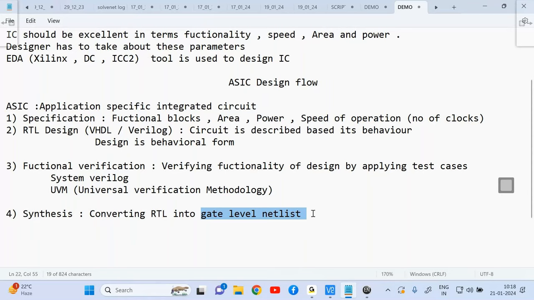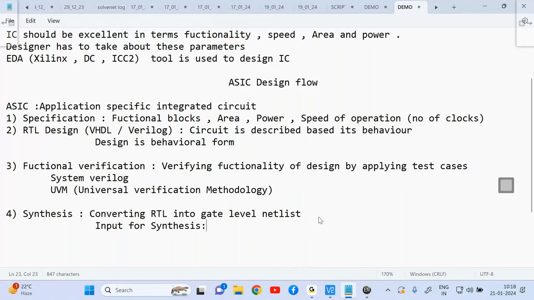So we use files called library files or Liberty files. In the Liberty file, I have standard cell information. By using those standard cells, we convert RTL into a gate level netlist. Right. So what are the inputs for synthesis? If you want to perform synthesis, what are the inputs?